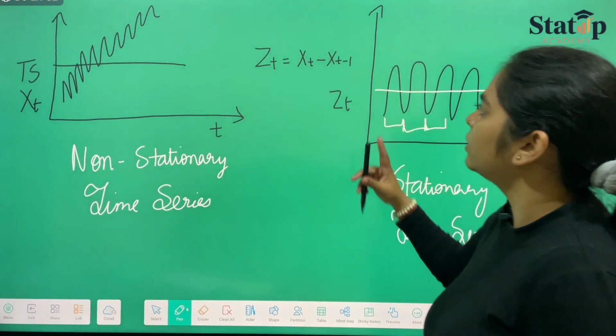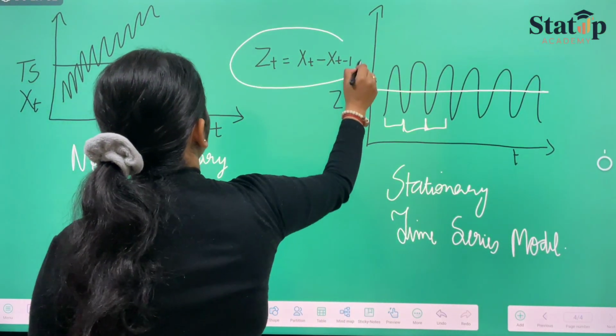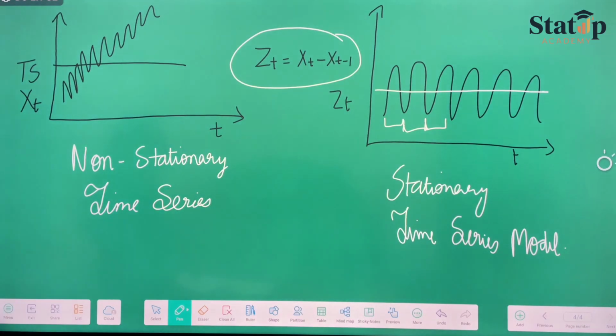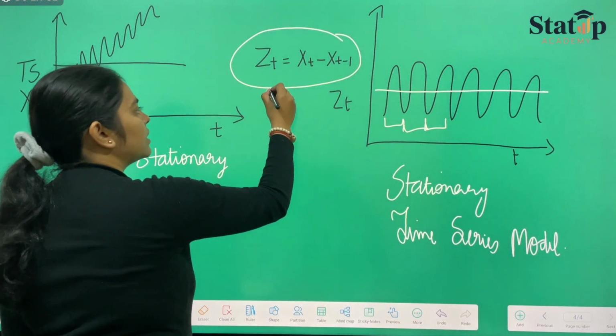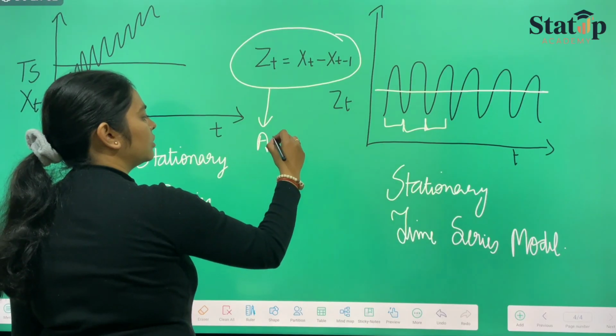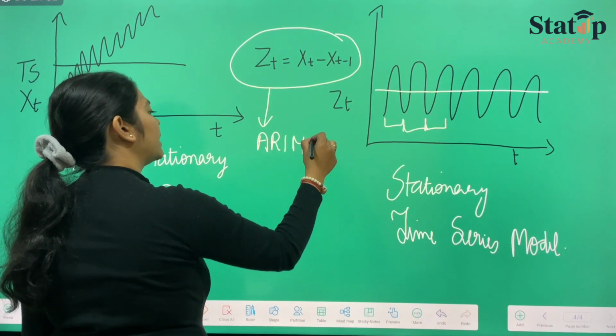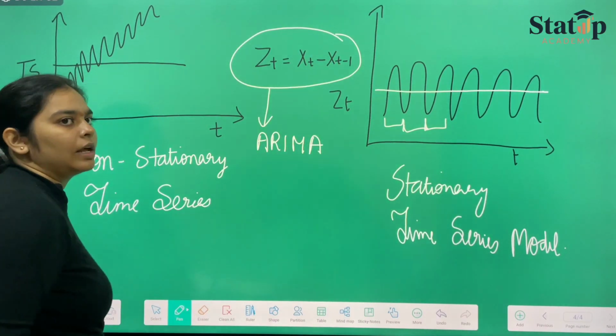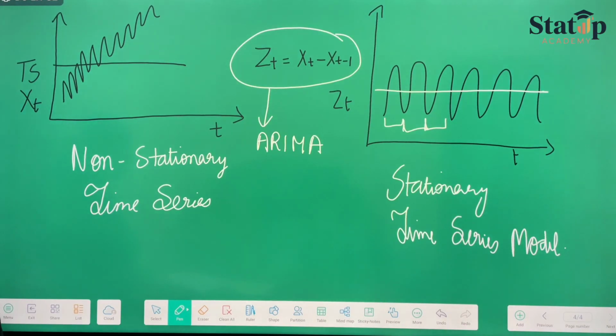And this is how we convert the non-stationary time series to a stationary time series model by using the ARIMA model. This is nothing but ARIMA only, where we take the integrated value or differencing value of xt minus 1.